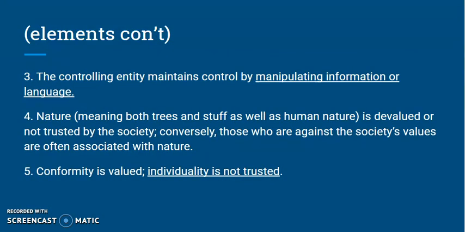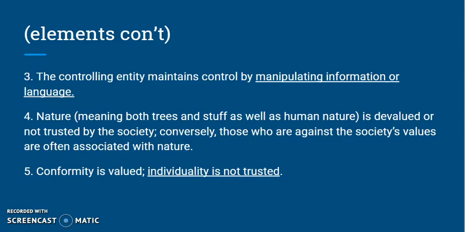And then the other 3 elements are, number 3, the controlling entity. Again, in our case, technology, maintains control by manipulating information or language. So that's going to be a thematic thread, the idea of language and communication and what the characters have control over versus what is being forced upon them. So that's one interesting thing that, if you want to jot that down in your notebook to keep an eye out for in the film, might be useful.